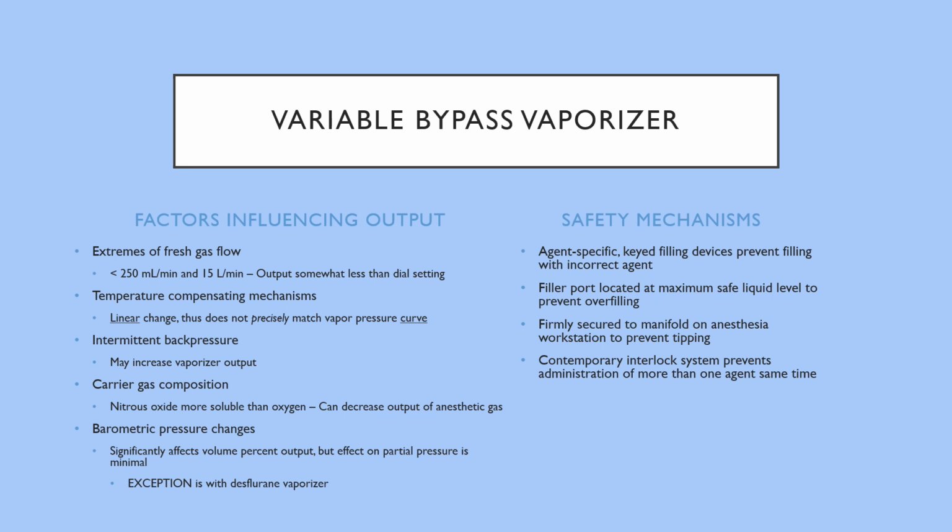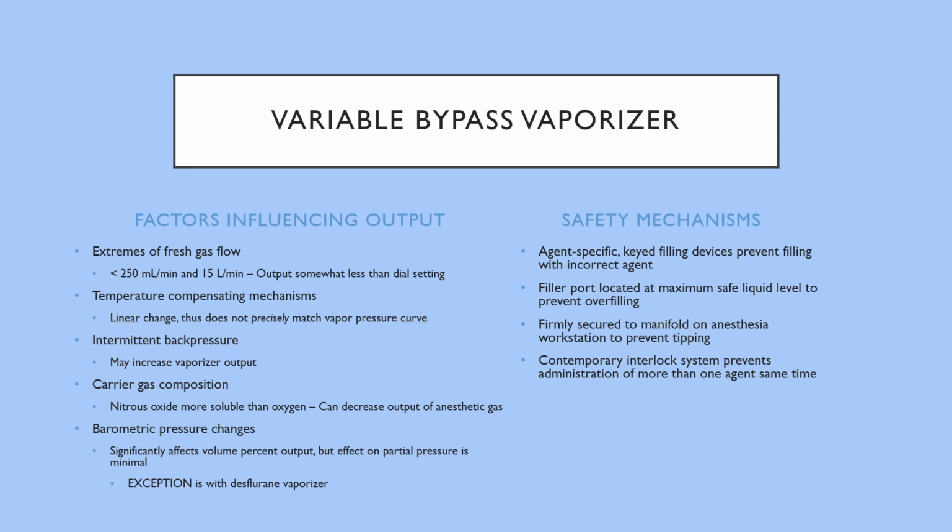The carrier gas composition can affect the output, most notably with nitrous oxide, which is more soluble than oxygen. And so when it passes through the vaporizing chamber, that nitrous oxide can readily dissolve in the liquid, which can decrease the output of the anesthetic gas. And then barometric pressure changes can also affect the output.